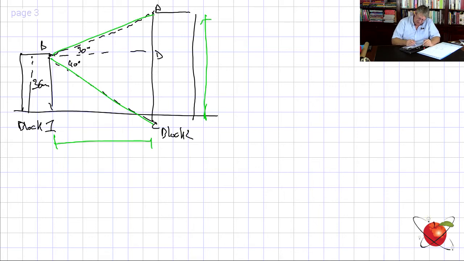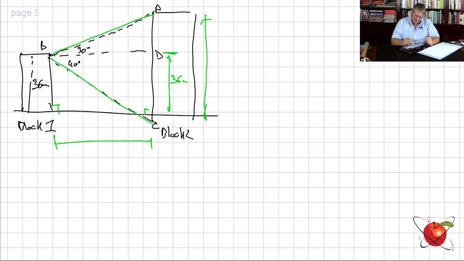Now, the first thing to realize in all of these is everything is at 90 degrees. We don't deal with the Leaning Tower of Pisa here at all. So I also say that the height of D must also be 36 meters, because that is a horizontal measurement.